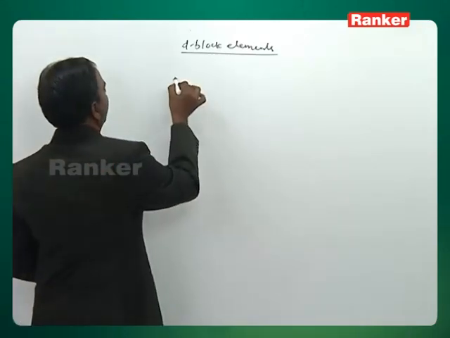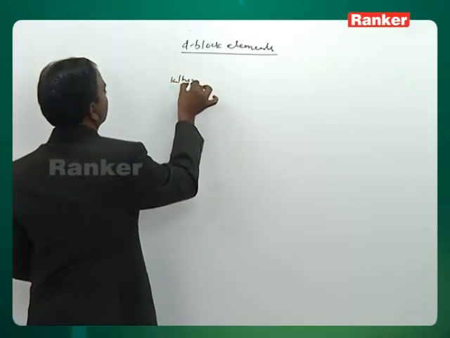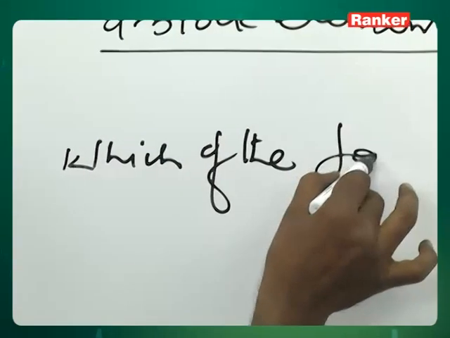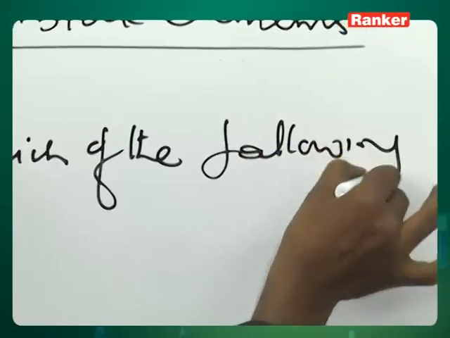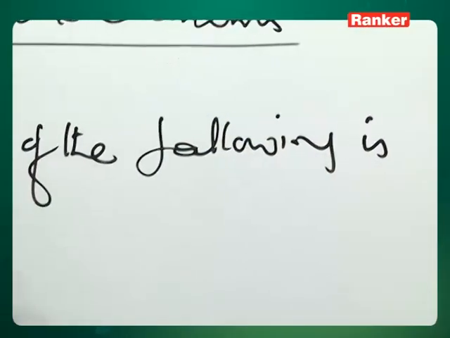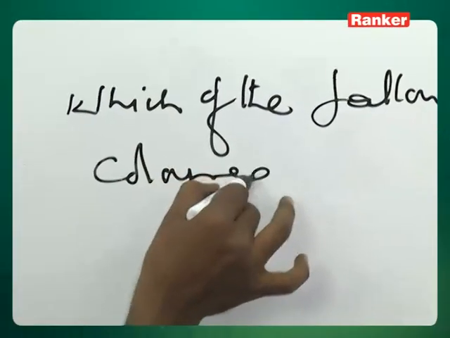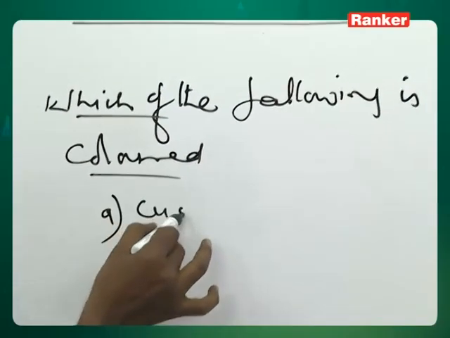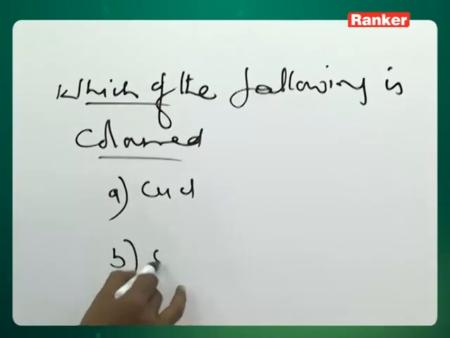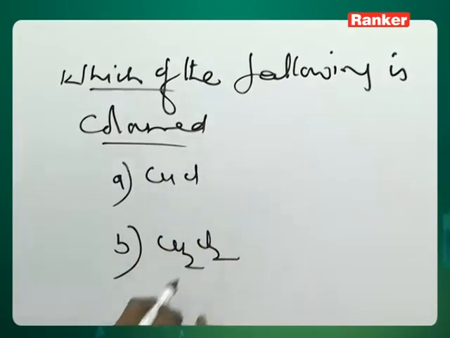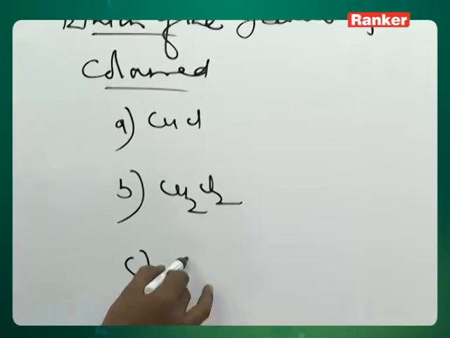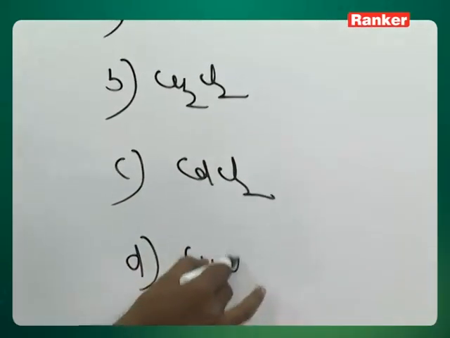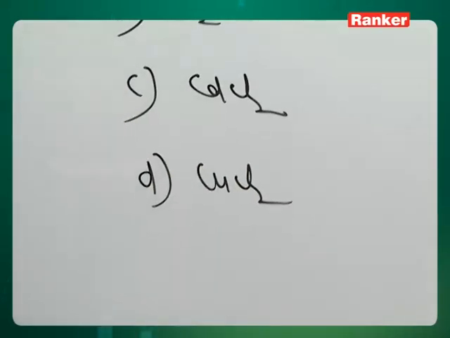Now, which of the following is colored? Consider A, it is CuCl, B, Cu2Cl2, C, CdCl2, D, let us take CuCl2. This is the question.